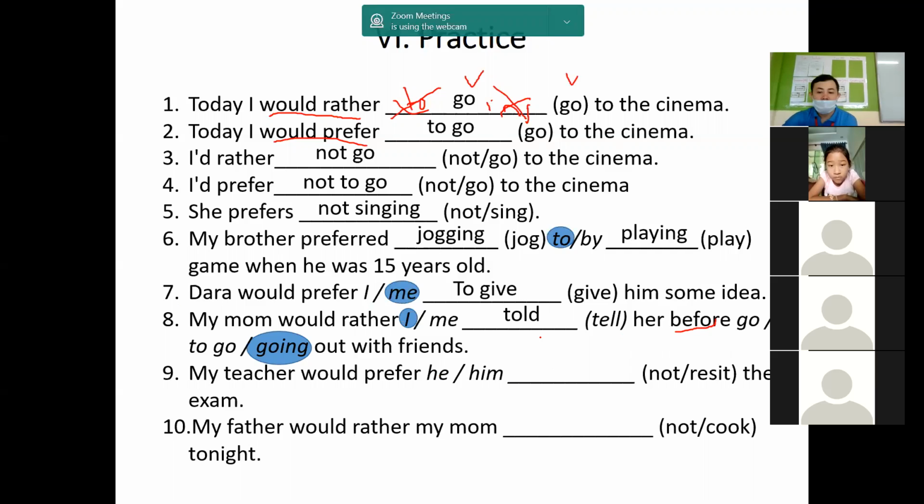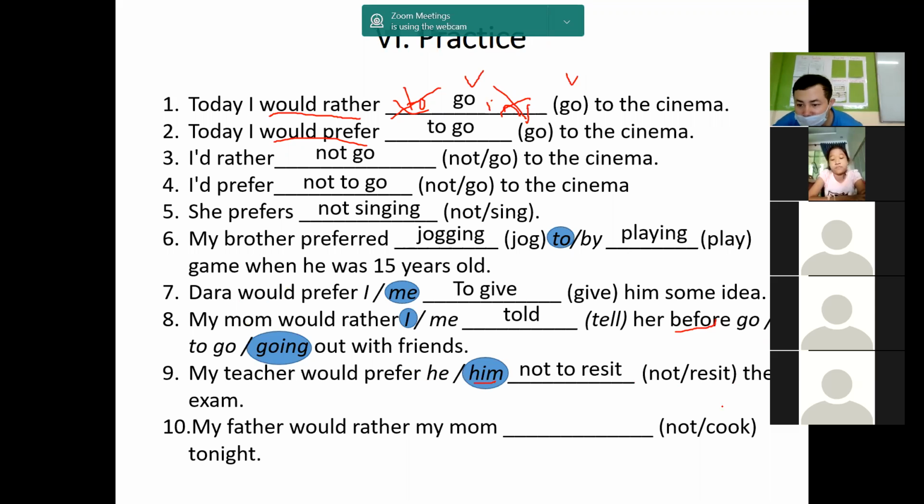Okay, number 9. Ratana. Yes, sir. Ratana, number 9. My teacher would prefer him not to repeat the exam. Okay, my teacher would prefer plus object pronoun, right? So him. Good. My teacher would prefer him, and then not to resit the exam. Good.